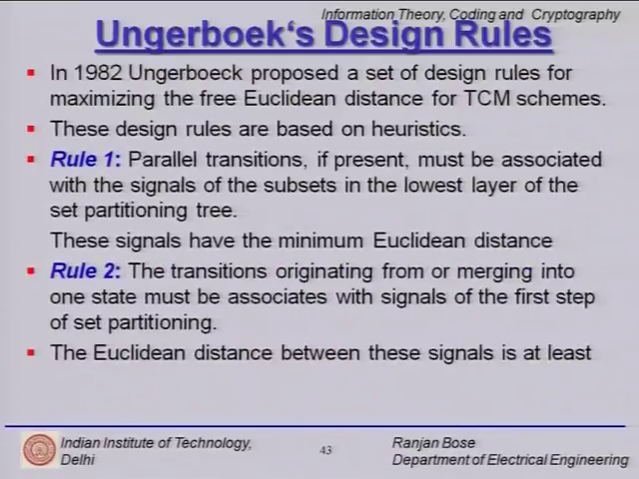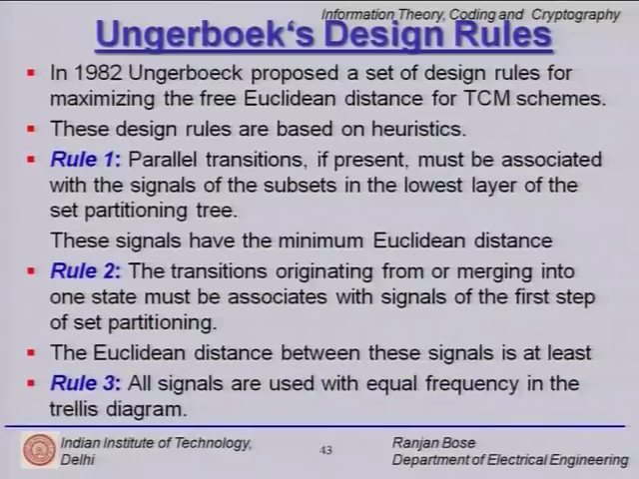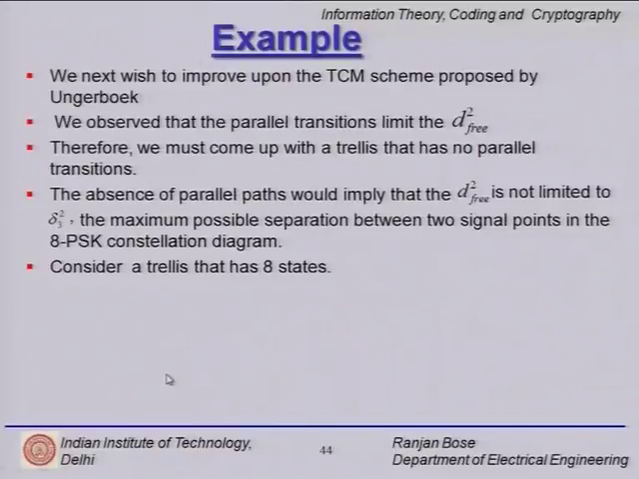Rule 2 is that the transitions originating from or merging into one state must be associated with signals from the first step of the set partitioning. We already have done the set partitioning. And rule number 3 is that all signals are used with equal frequency in the trellis diagram. So, these are heuristic rules which will ensure good design of your trellis. We want to improve the trellis scheme we just proposed, and improve the performance of that scheme using these design rules.